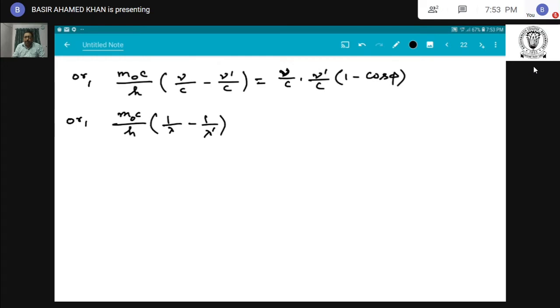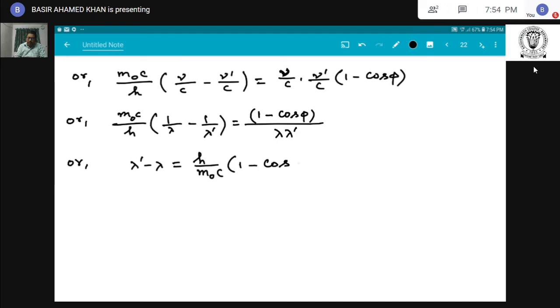That means lambda prime is the wavelength of the scattered photon and lambda is the wavelength of the incident photon. Obviously lambda prime is greater than lambda, equal to (1 minus cos phi) divided by lambda lambda prime. And by simplification we can write lambda prime minus lambda equal to (h by m0 c) into (1 minus cos phi).